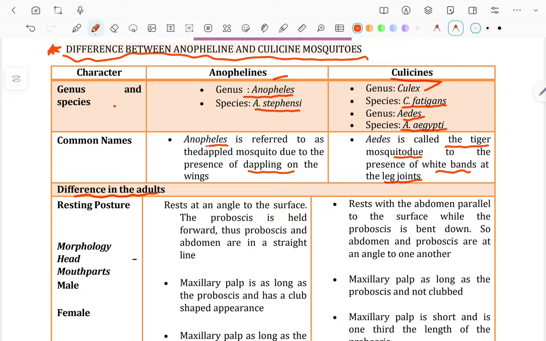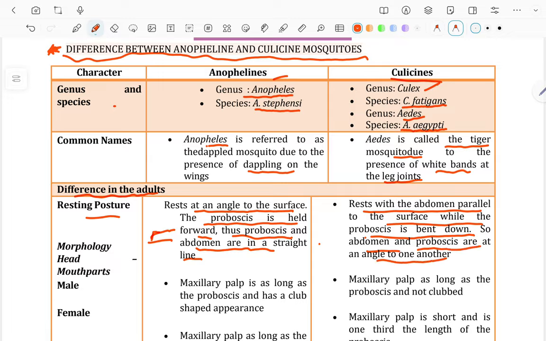Difference in the adult: resting posture. Anopheles rests at an angle to the surface, with the proboscis held forward, so the proboscis and abdomen are in a straight line. Culicines rest with the abdomen parallel to the surface while the proboscis is bent down, so the abdomen and proboscis are at an angle to one another.